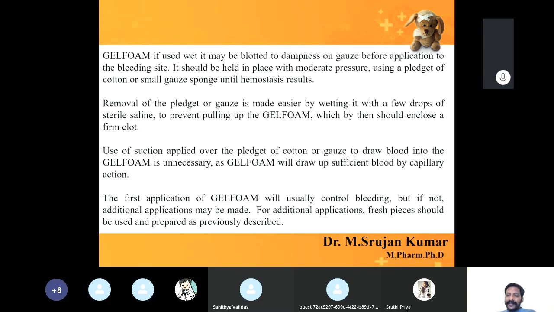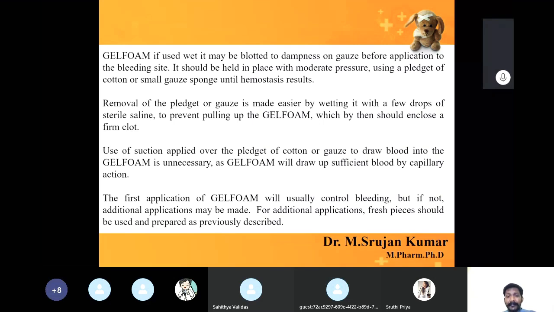Which by then should enclose a firm clot. When you remove it, the gel foam gets absorbed at the affected area, thereby enclosing a firm clot. The clotting has been done there, and it will prevent blood loss. So what is the mechanism involved here? It stops the blood, thereby forming a clot over the affected area. This is how your gel foam works.